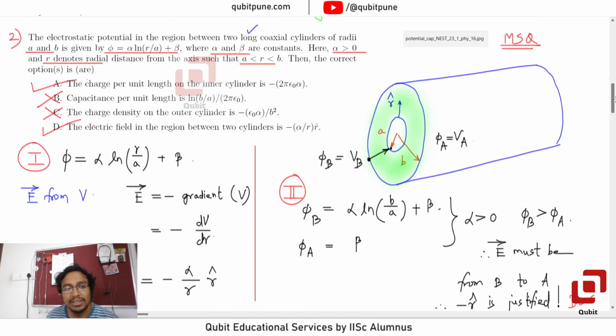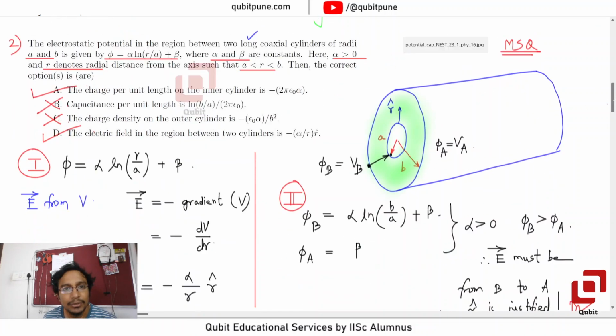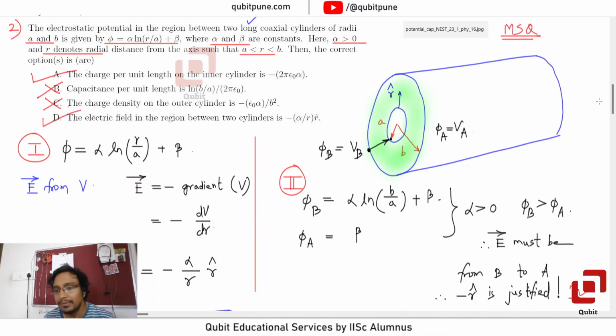Any doubts here in this question? We have used everything. We have used Gauss law, the relationship between electric field and potential, the capacitance formula, and we have also used dimensions. Derivatives are also there. Okay? So if you have any queries, please ask me. Otherwise, I will go to the next MCQ. No doubts? Okay.